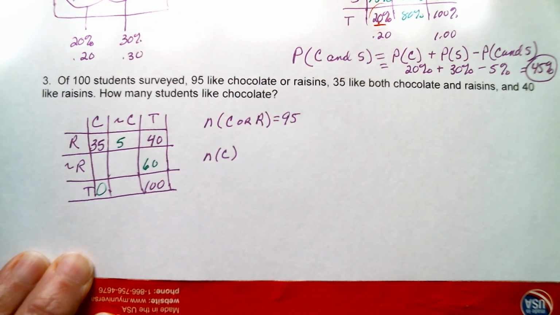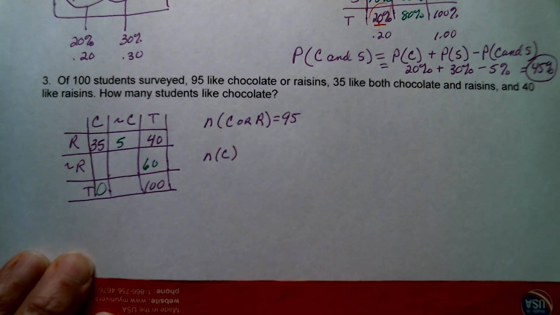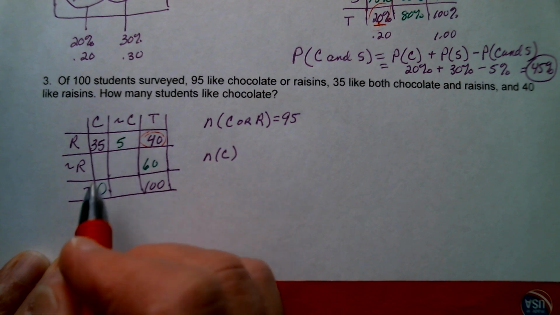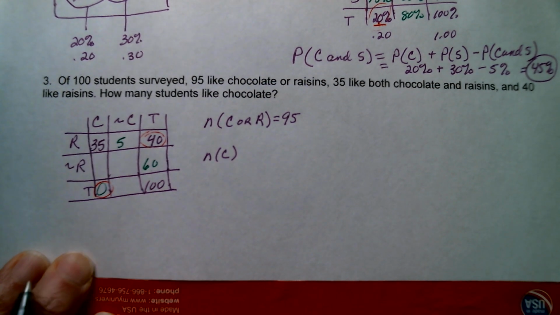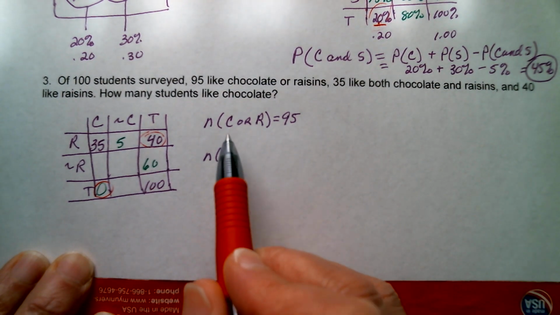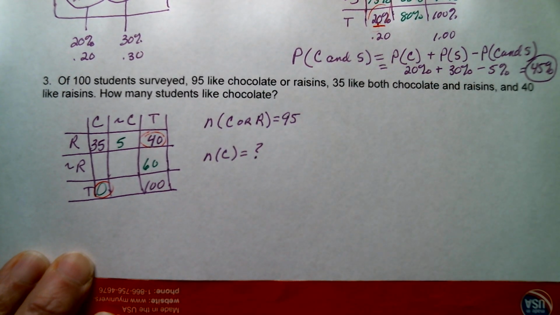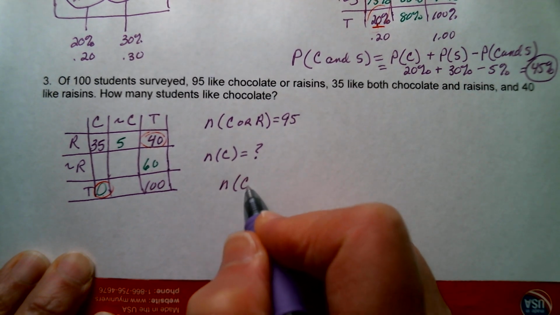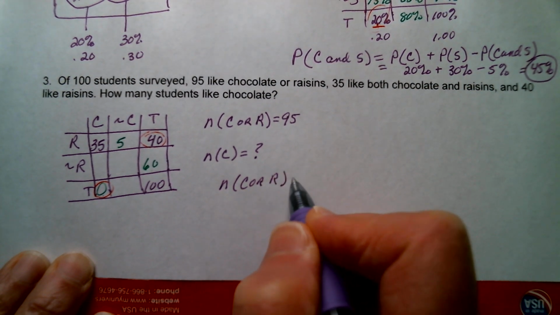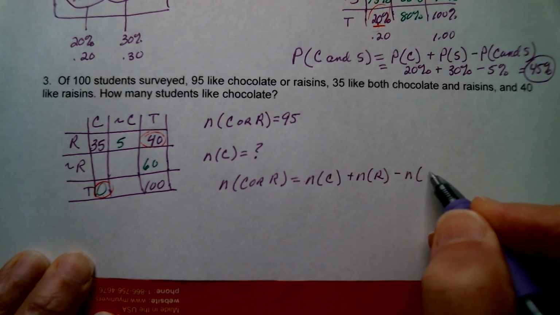All right, so now I would go to what I know, sort of incorporating the table and the formula. Chocolate or raisins would be this total plus this total minus the and. So let me go to the formula. This is what we're trying to find, number that like chocolate right here. So number like chocolate or raisins is 95. The formula for that is the number that like chocolate plus the number that like raisins minus the number that like chocolate and raisins.